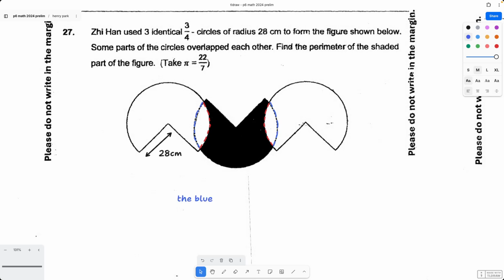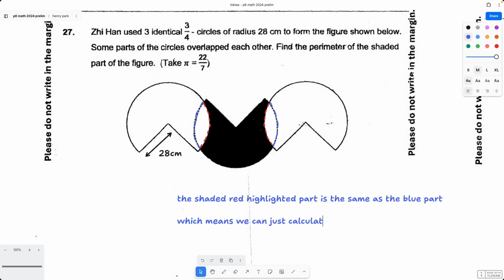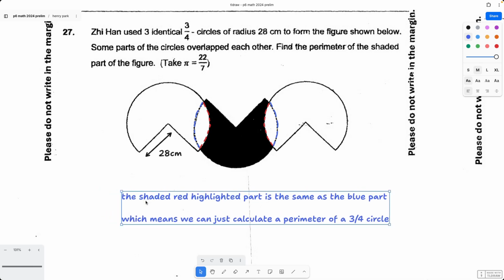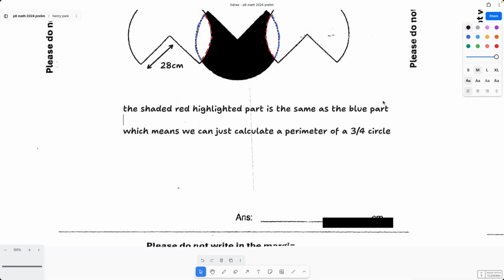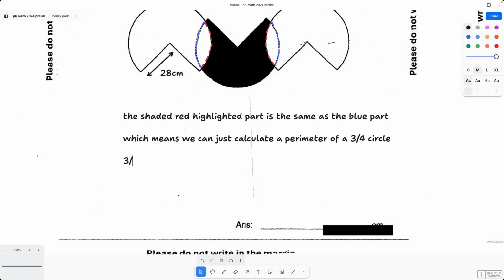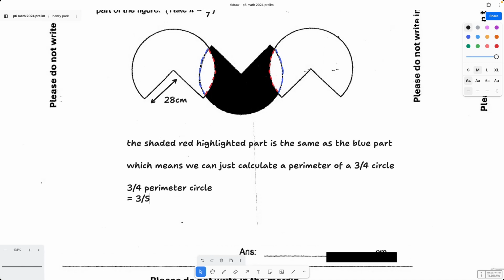The blue part and the shaded red highlighted part are the same, which means we can just calculate the perimeter of a 3/4 circle. That's it. There you go. Okay, so from here, I think what we can do is get the 3/4 perimeter of the circle. The perimeter of the circle is equal to 3/4. And then let's see what we need to do.